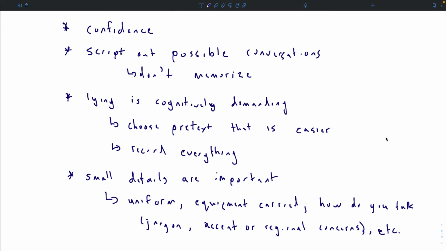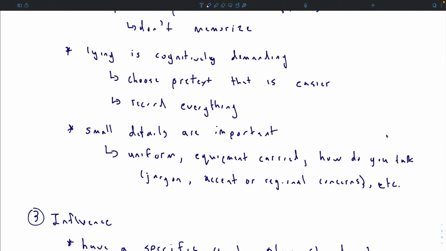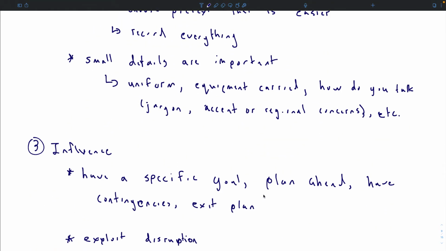How you talk is important, so the words that you use. If you're an expert in IT, you're going to talk a lot about Cat5 and stuff like that. You have your own specific jargon. There are regional concerns as well. Is this a job that's somehow tied to the local region? Do you have the right accent for it? Not just the jargon, but how you articulate words. There are lots of other small details you can consider as well.